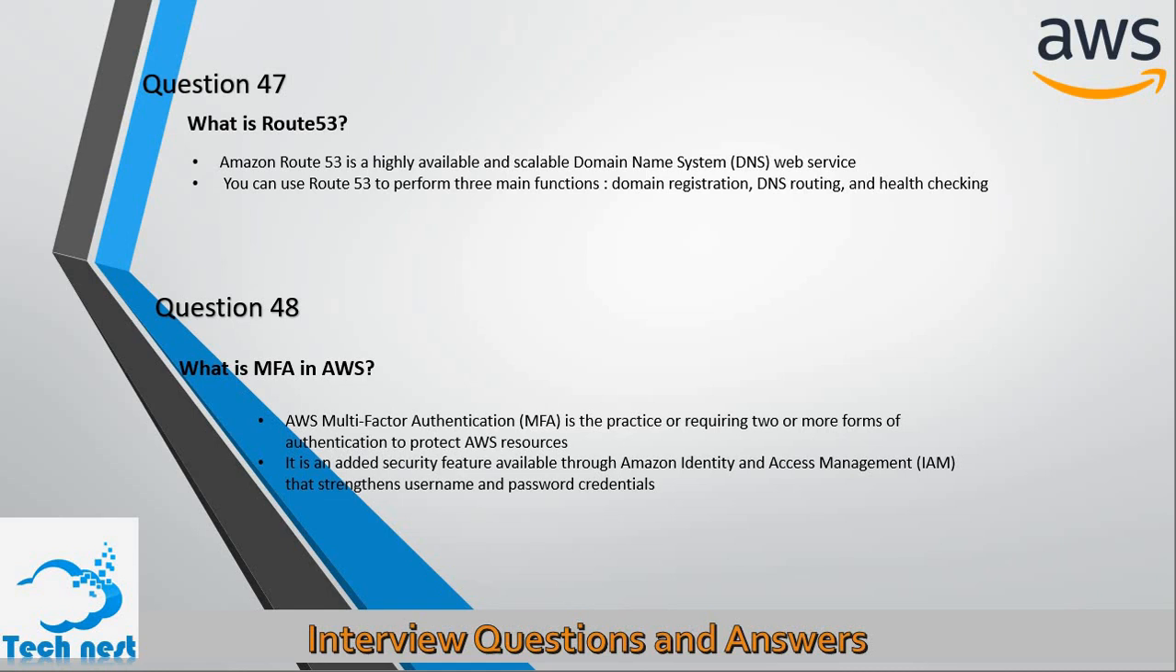What is Route 53? Amazon Route 53 is a highly available and scalable domain name system web service. You can use Route 53 to perform three main functions: domain registration, DNS routing, and health checking.